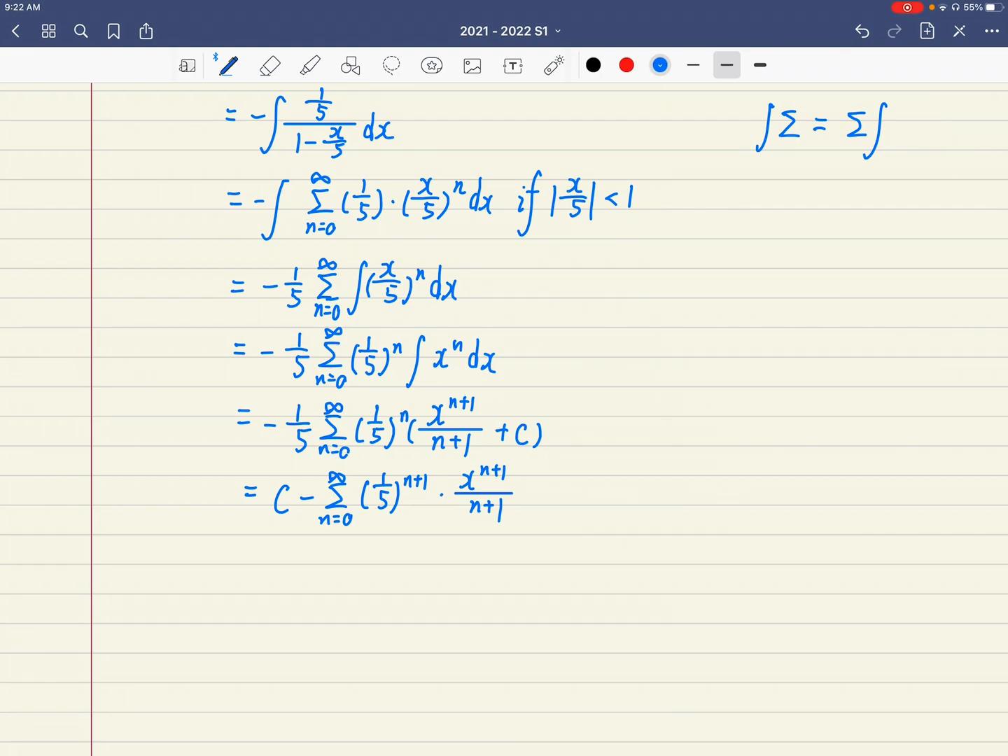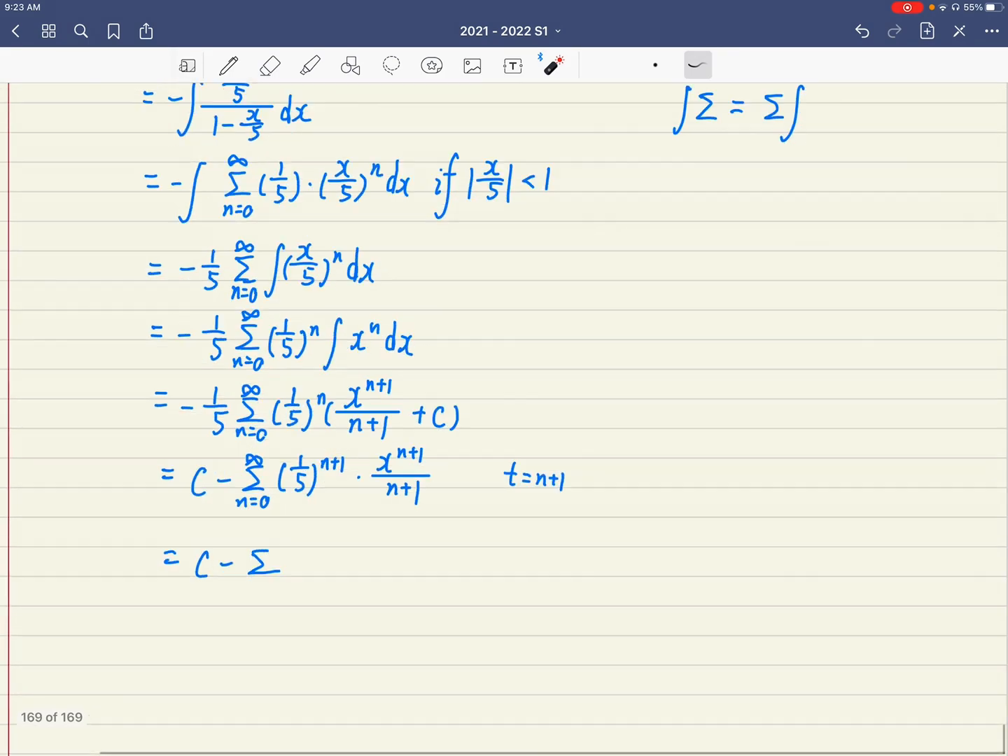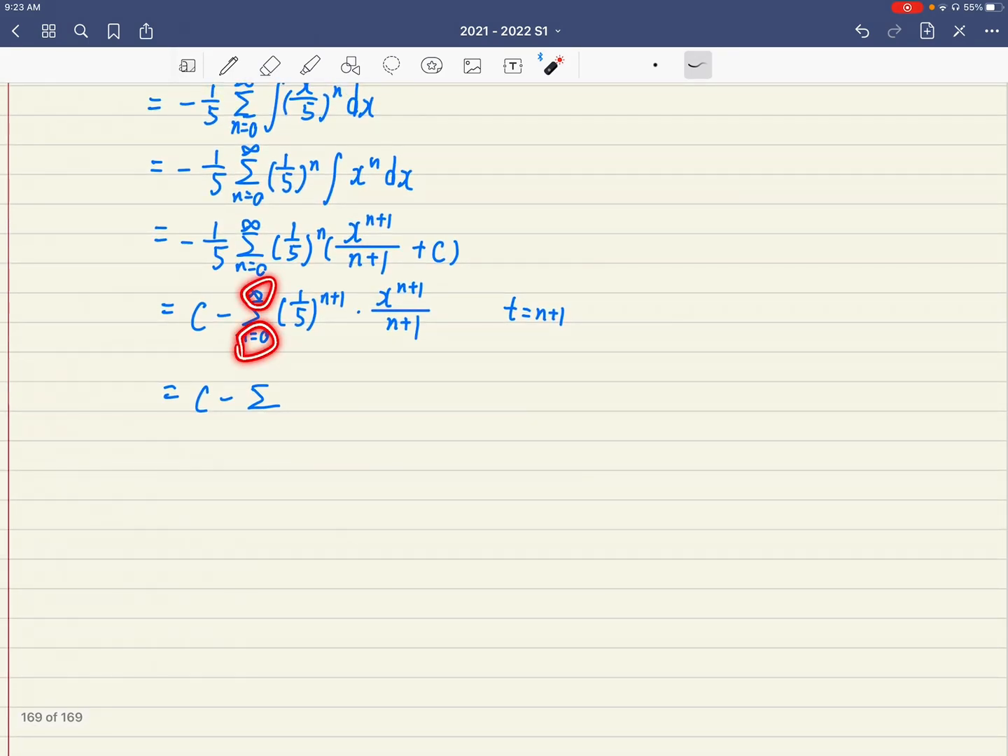But if you want to do that, for example, just let t be n plus 1. Originally it's from 0 to infinity, right? Now t is n plus 1, so n equals 0 is equivalent to t equals 1, right? t from 1 to infinity, 1 over 5 to the power of t times x to the power of t over t. Okay?